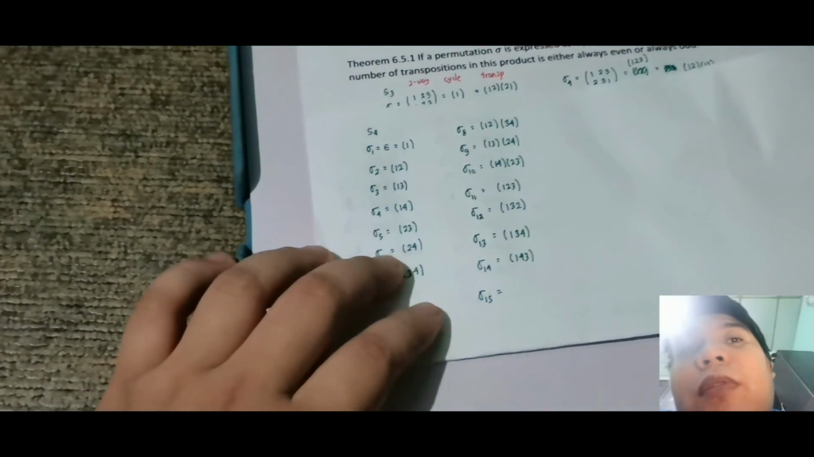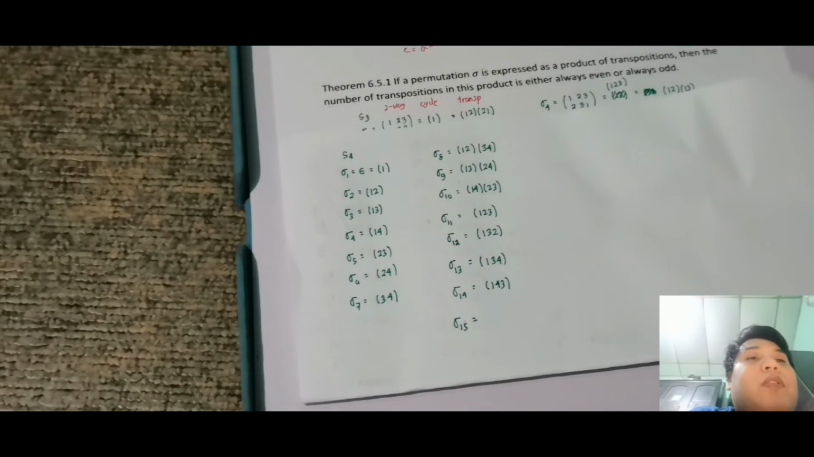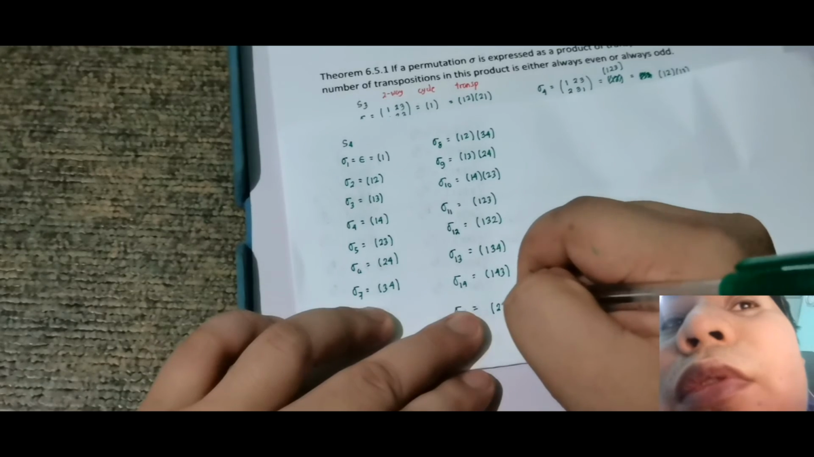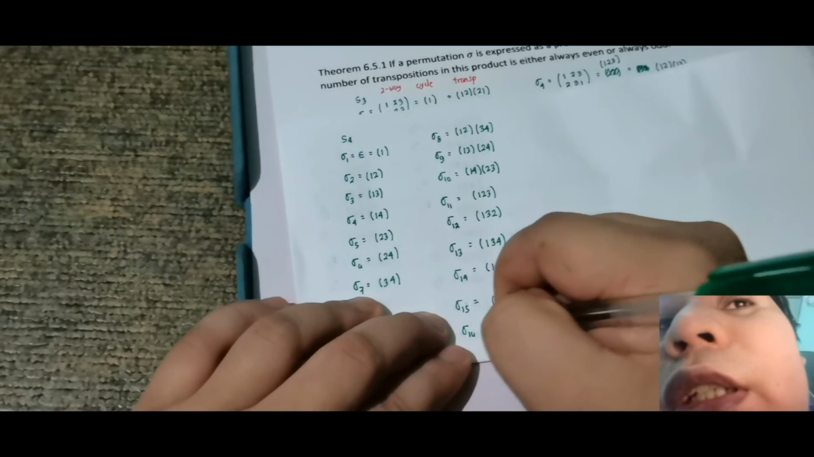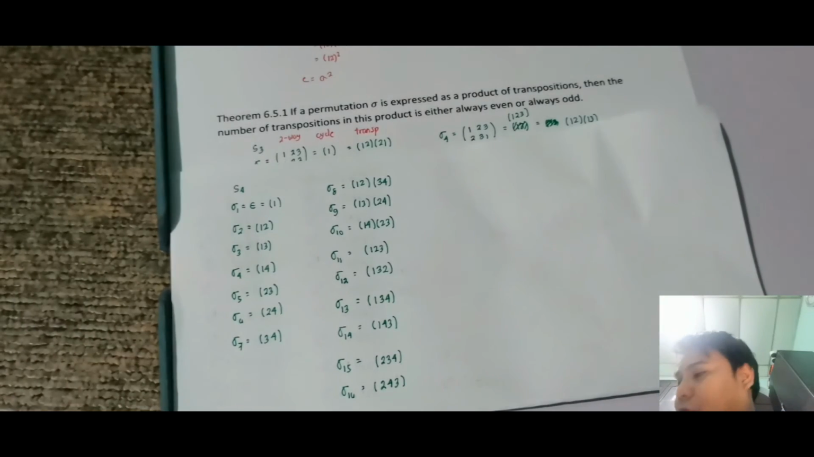Tapos na ba ako sa lahat ng 1? Tapos na ako sa 1, 2, 3, 1, 3, 4, 1, 4, 3. Okay, so next is syempre dun tayo sa 2, 3, 4. Sigma 16, this is 2, 4, 3. Okay, so meron pa ba akong nakaligtaan dito?